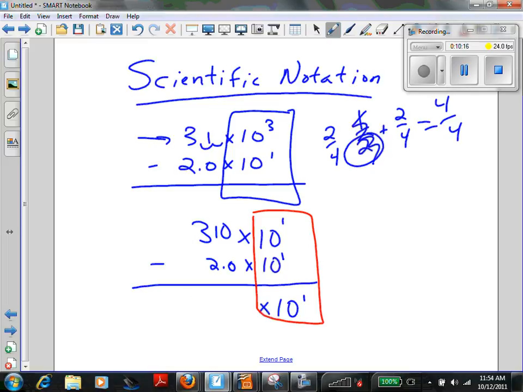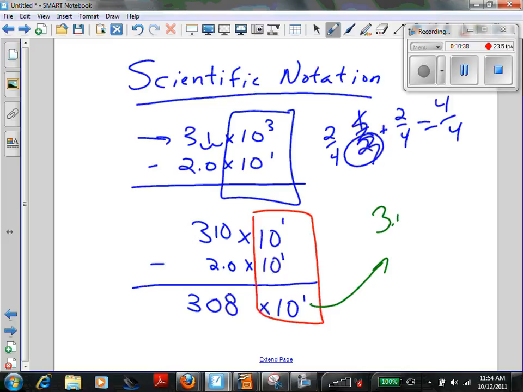Is that written in the correct scientific form? No. So we have to take it and make it right. Who's going to make it right for me? Amy, what do you think? I can't have 308. That's just against the rules. Yep, 3.08 times 10 to the third.